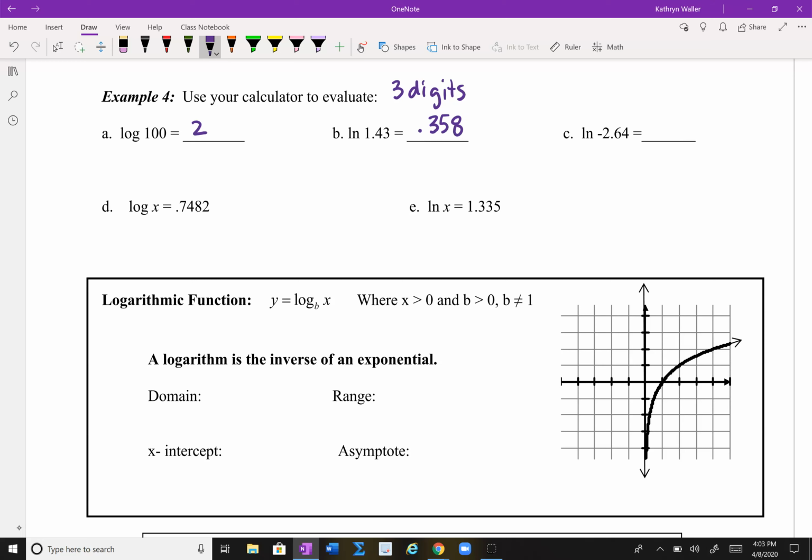Okay, next one. If you go ln negative 2.64, close it off, hit enter, you get an error. Well, the reason is you can't take the log of a negative number. And an ln is a log, it's log base e. So this right here is not possible. You can't take the ln of a negative, okay?